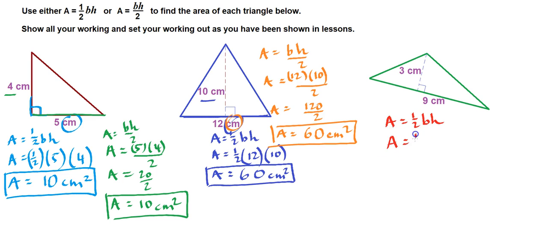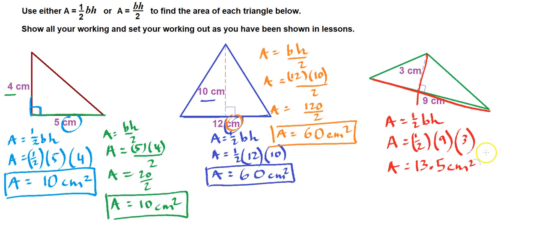And for the last one, let's use area equals half the base times the height and plug in what we know. So we've got a half, and we've got the base of 9 multiplied by a height of 3. So half times 9 is 4.5, times 3 is 13.5, and we're talking centimeters squared.